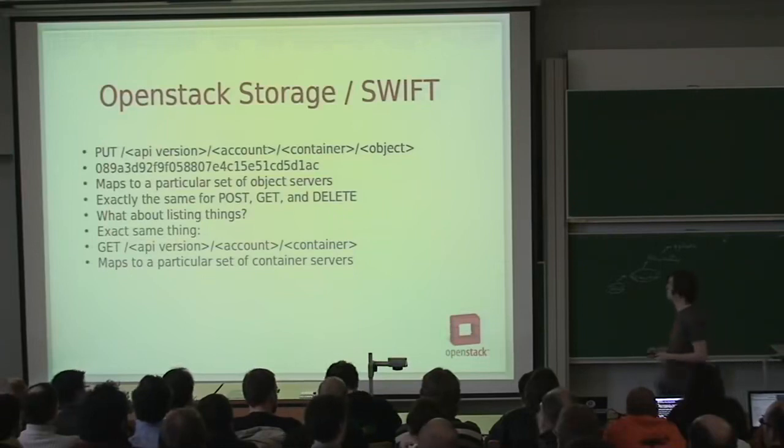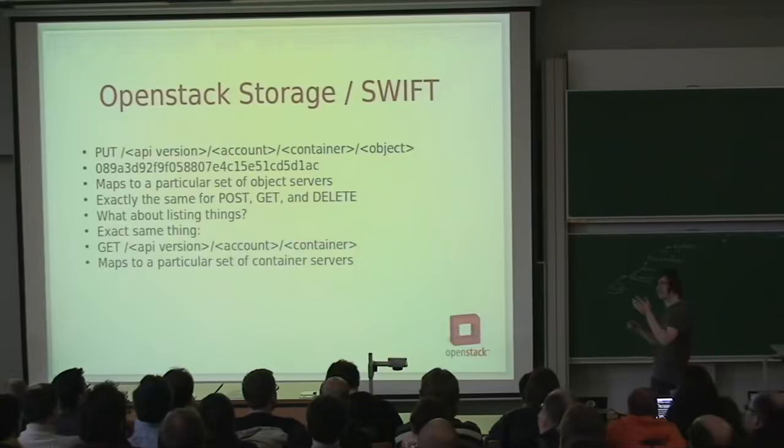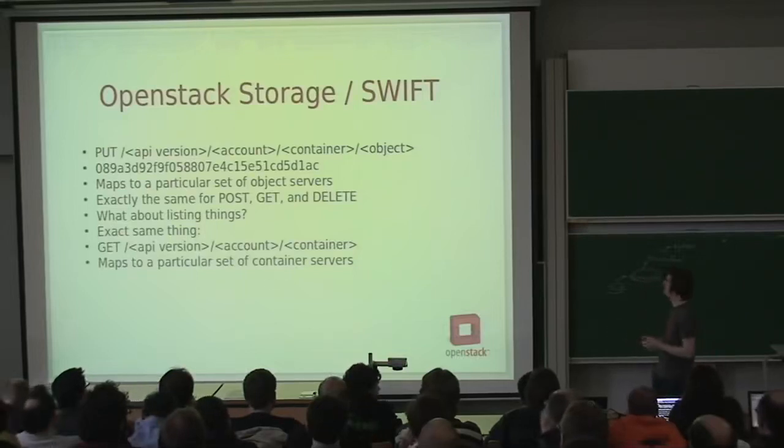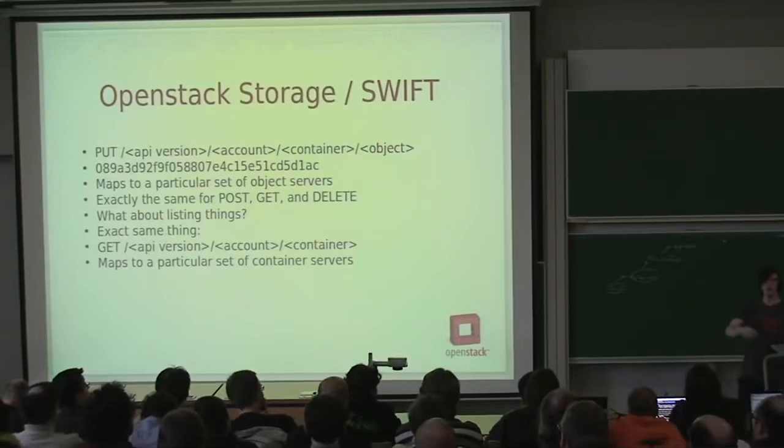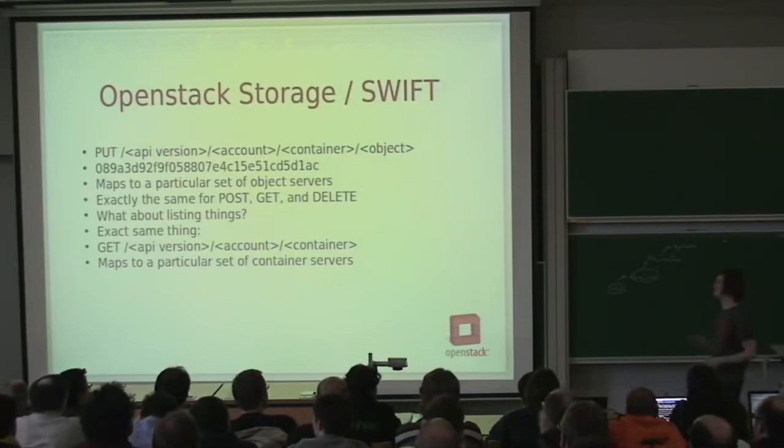And the exact same thing happens if you want to find the list of containers. It takes just your account name, plus an MD5 hashing, and uses the result of that to figure out exactly which servers hold the SQLite database that tells you which containers this particular user has. It's fantastic. It scales absolutely brilliantly.